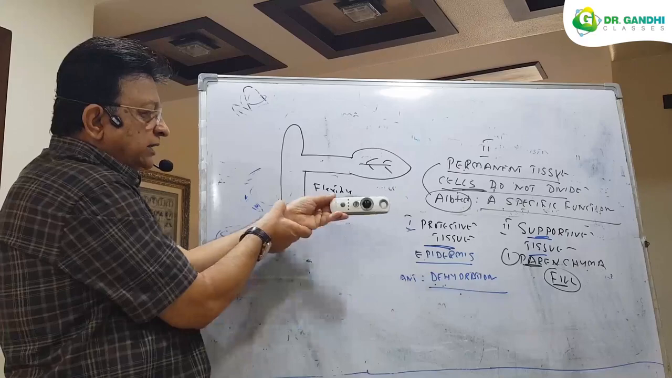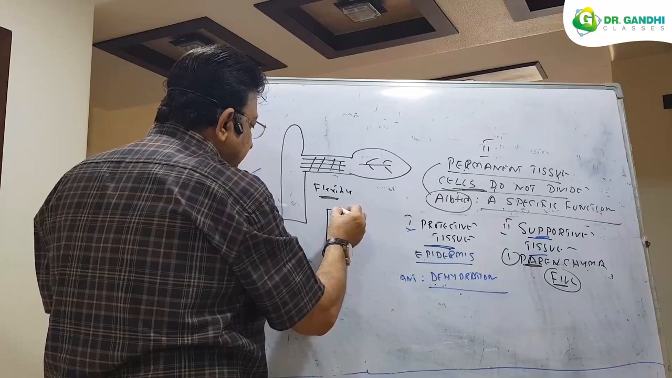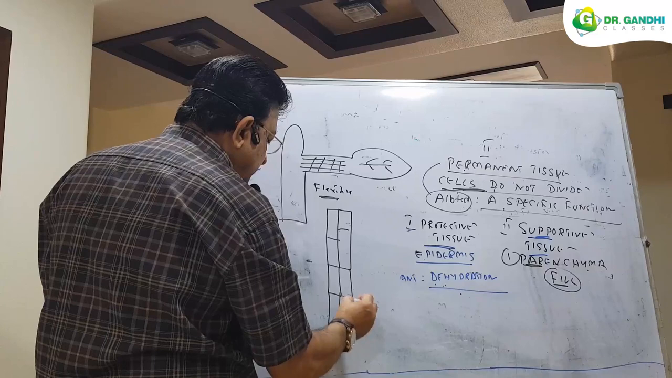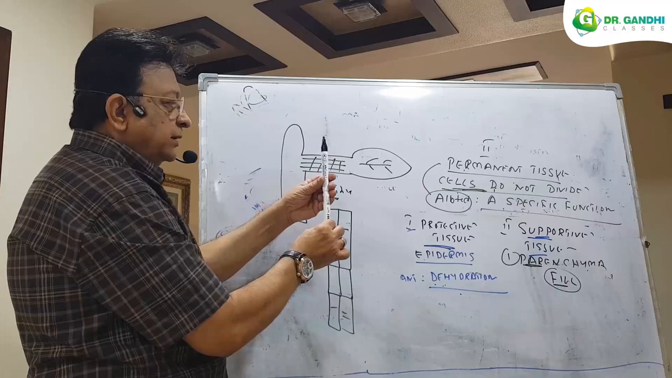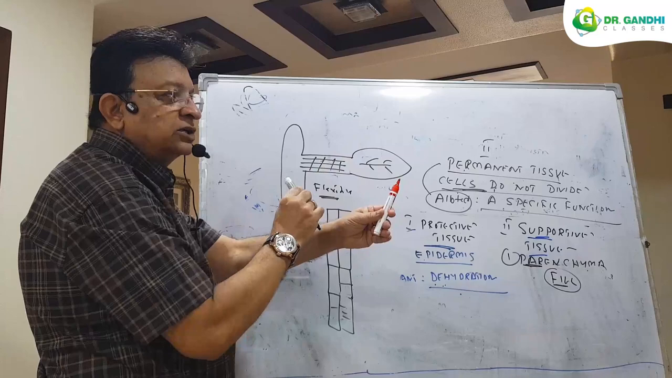So in the palm I have two fit cells which give flexibility. Now you can see I am drawing elongated cells, one above the other, so that when the cells move, what happens? It gives flexibility. But if the cells move, then they will dislocate.